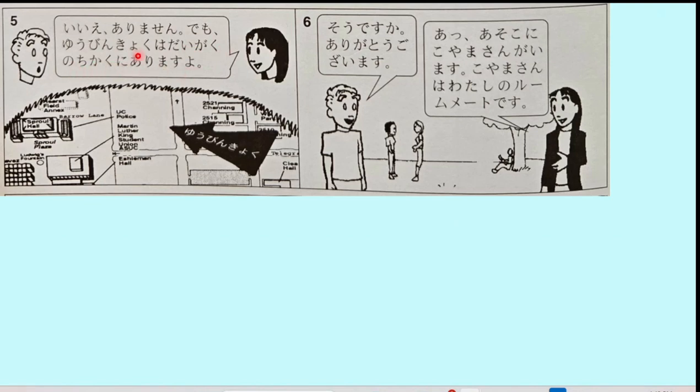That means it's not inside the campus, but the post office is near the university. It's very near. It may not be inside, but it's very near. Chikaku means near. And again, yo particle has been used as she is providing some new information, and she is again excited to help out Miller-san.